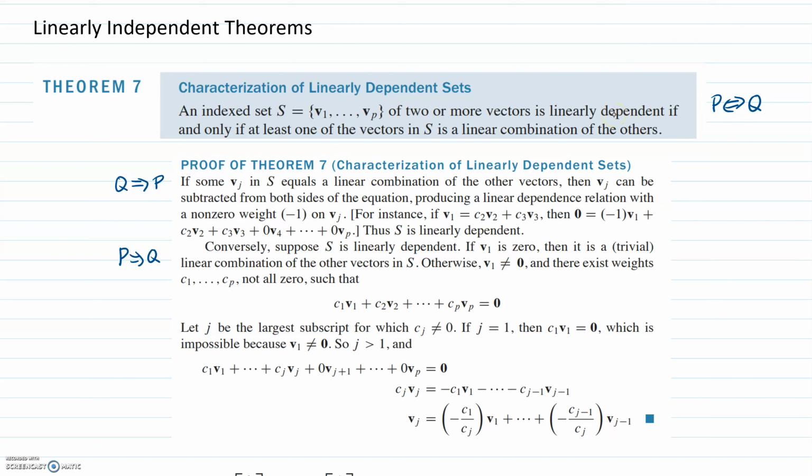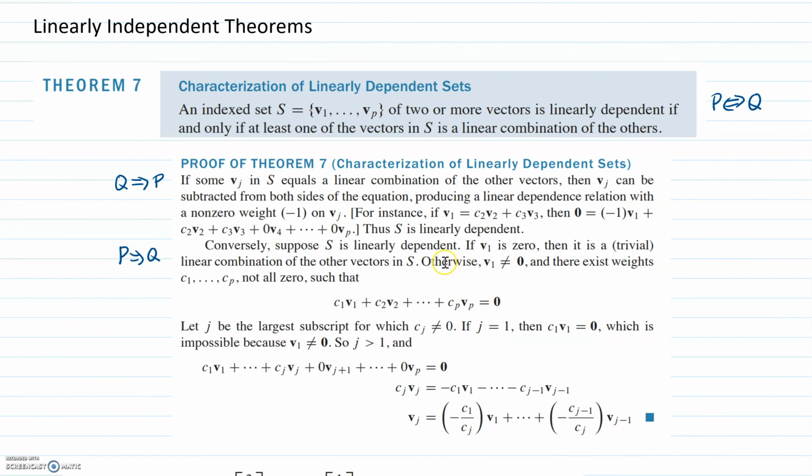So the second paragraph is going to go the other way around. P implies Q. So we're going to suppose S is linearly dependent, and then we want to show there is at least one vector in S which is a linear combination of the others. If V1 is 0, then it is a trivial linear combination of the other vectors in S. Otherwise it is not 0, and there exist weights C1 through Cp, not all 0, such that this happens. Why? Because it is linearly dependent.